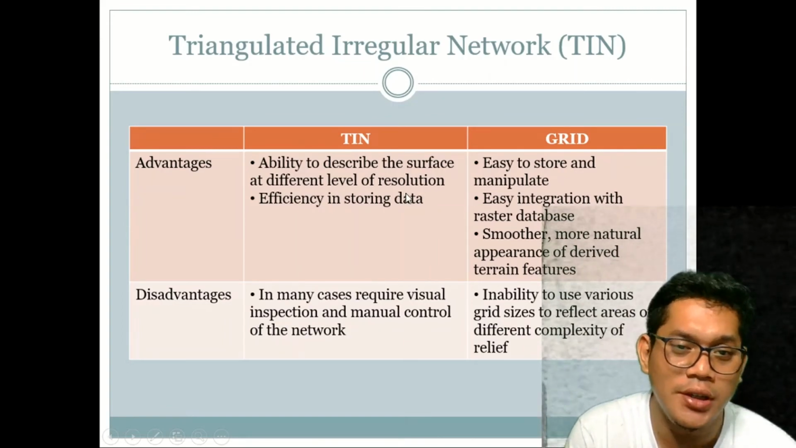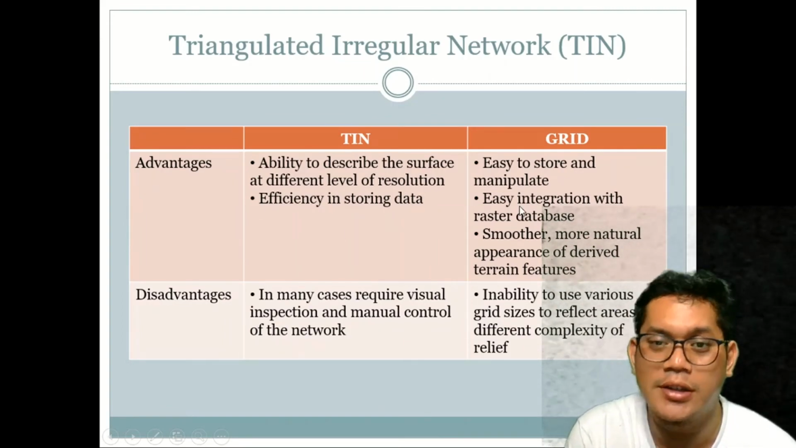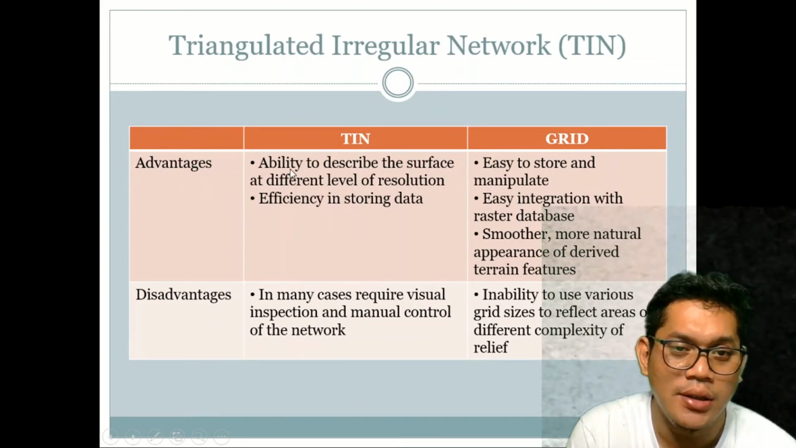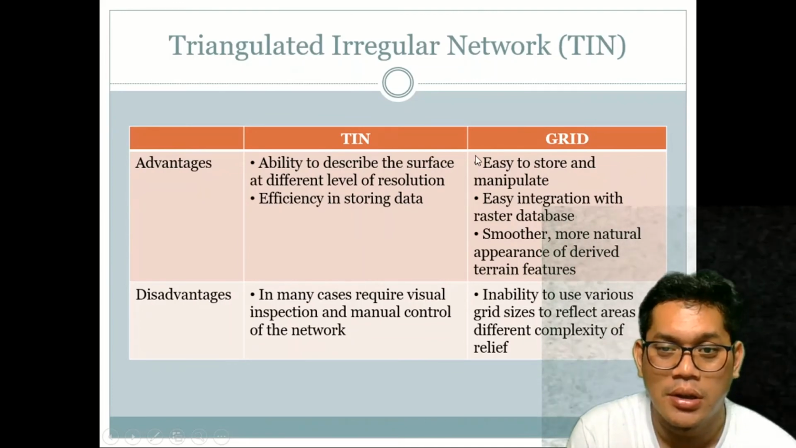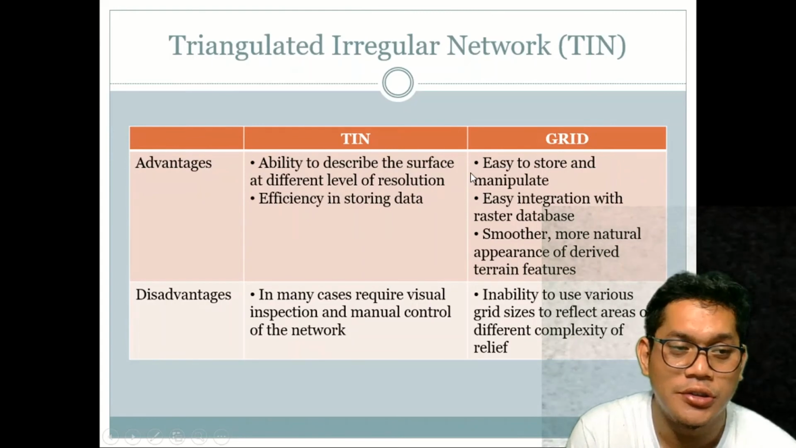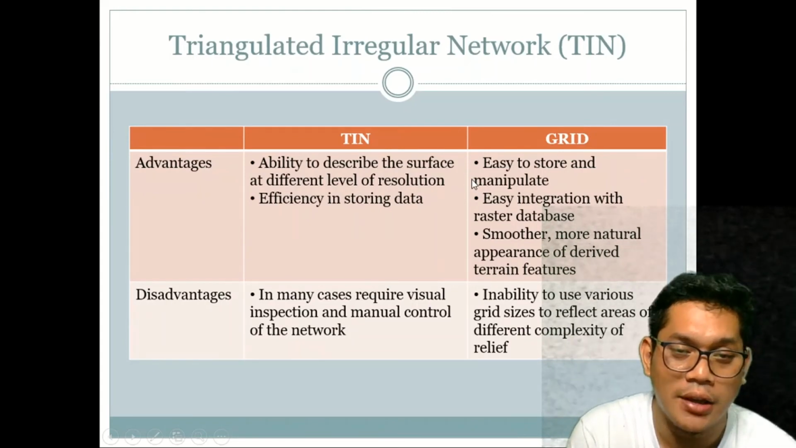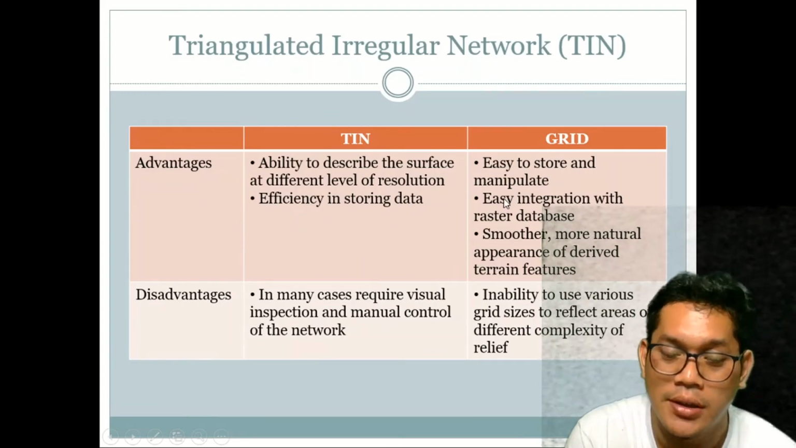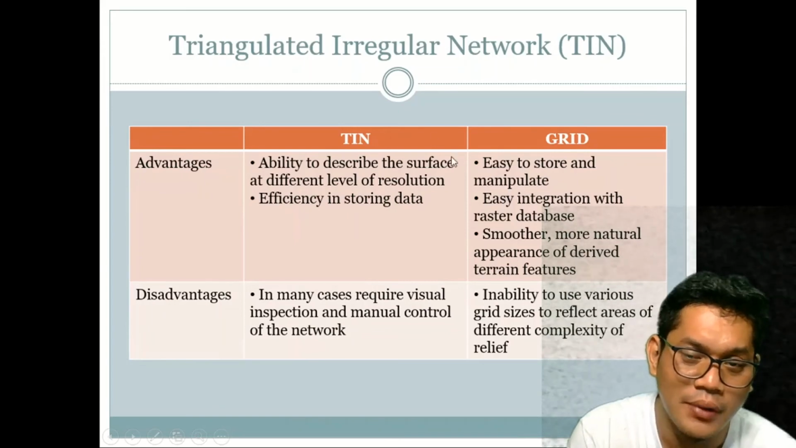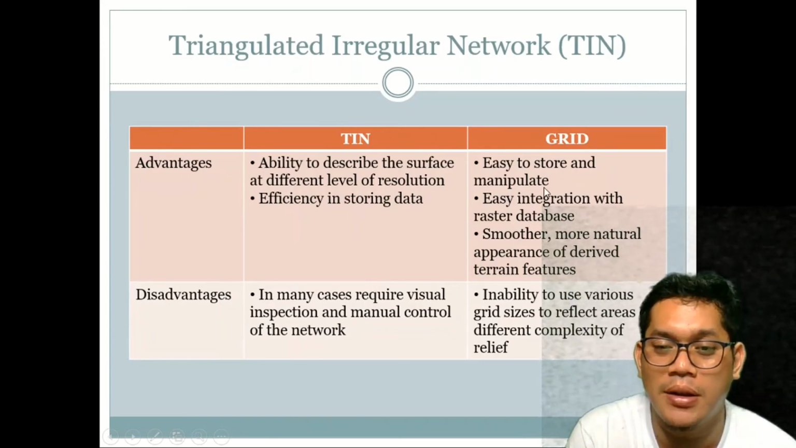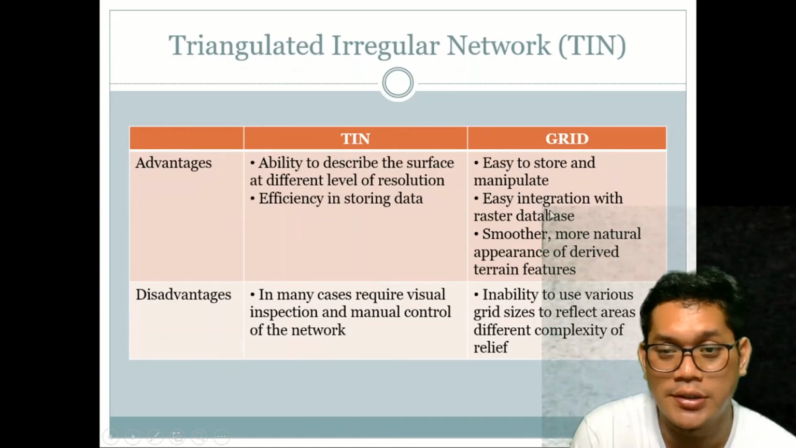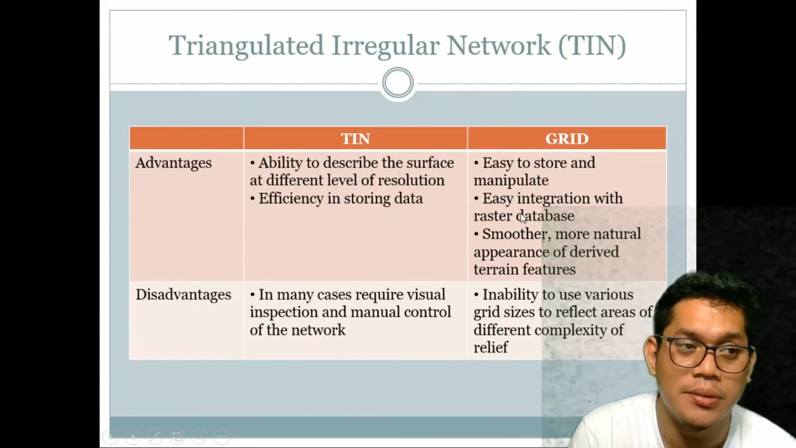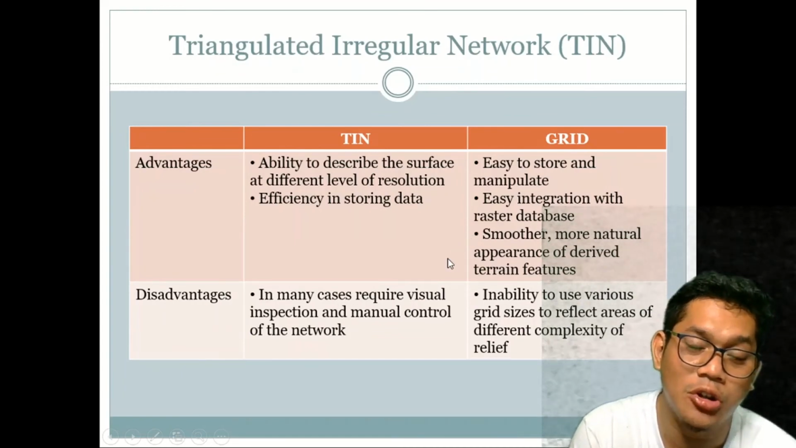what's the advantage of using TIN over the grid? The grid is basically raster data. The advantage of TIN is that it has the ability to describe the surface at different levels of resolution. We can zoom in and zoom out. However, the grid cannot do that because it is restricted. It is bounded by the cell or pixel resolution. TIN is quite efficient in storing data. However, the grid is very big. However, the grid is also easy to store and manipulate as is. It uses raster data, is very easy to integrate, and has a more natural appearance, as it shows you the continuous value.